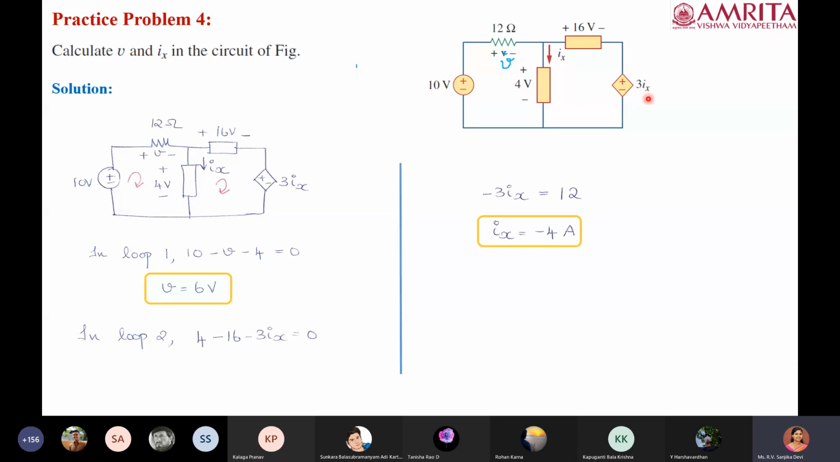But when we are writing this KVL equation, since we already know the voltage across this particular element, we didn't take this Ix into consideration. Ma'am, in all other cases also, when taking KVL, we don't need to consider the direction of I now?